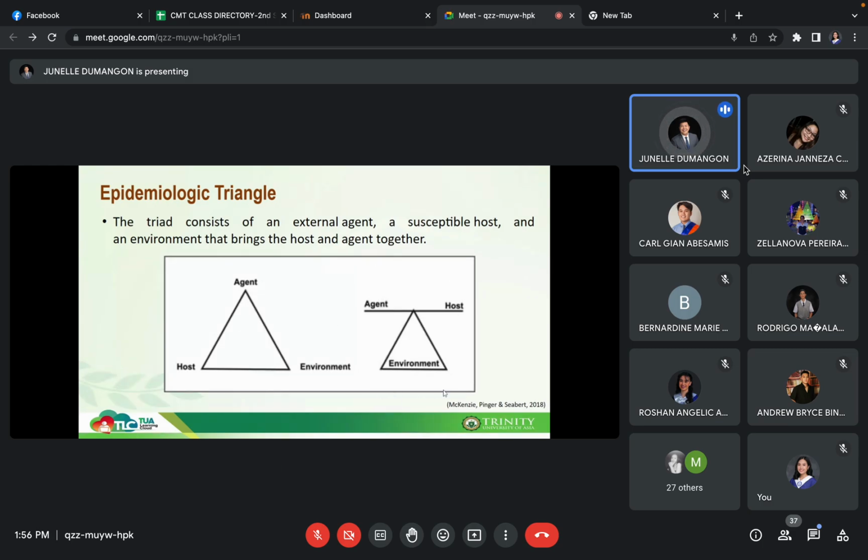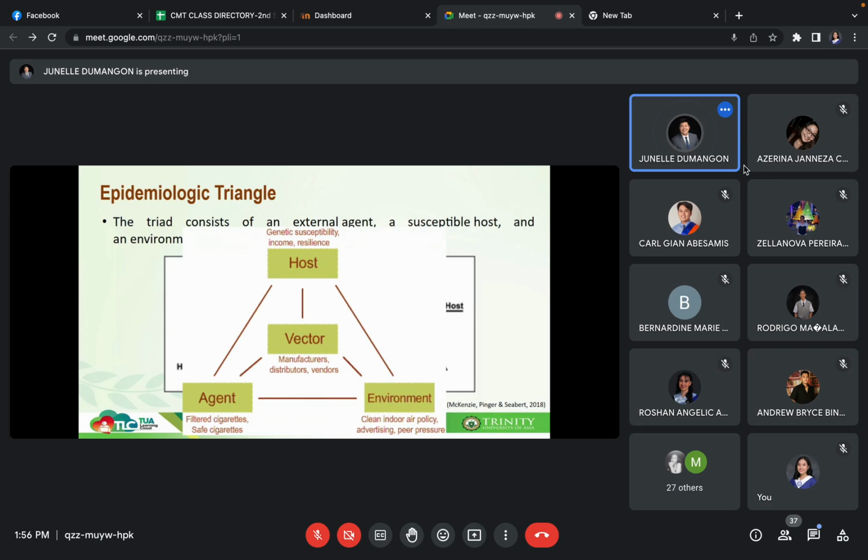But in the second model, as you can see here, this shows that agent and host are variables, meaning they are dependent on each other. Diba? Kung malakas yung host, pwedeng walang disease na mangyayari. Kung mahina yung agent, pwedeng walang disease na mangyayari. So they are dependent on each other. Okay? So here is the accepted model as of now. Triangle pa rin, host, agent, environment, and now we have the vector.